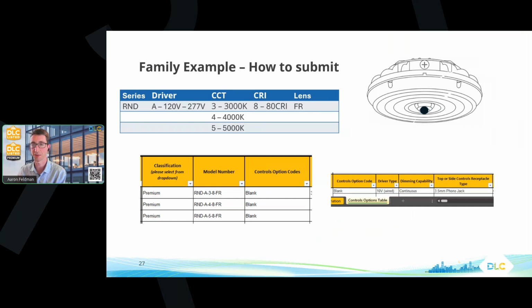As to how to submit this family, you have your 3 products similar as the last one, classification as premium in this case. Since the sensor port is always present and there isn't a designation within the model number for that, we have a blank here, but you can see in the controls options table tab that the blank refers to a 3.5 millimeter phono jack for this sensor port.